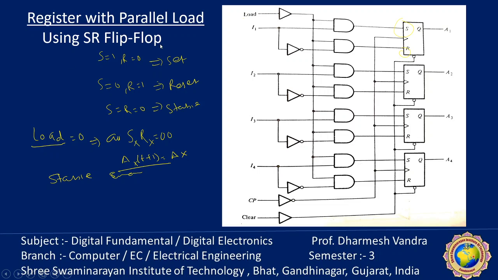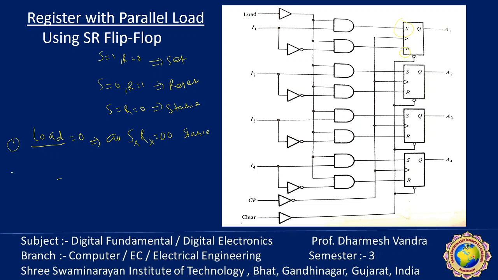But when load equal to 0, this condition is acquired. Clear is directly connected with the external. So when the clear button is pressed, A4, A3, A2 and A1 all will become reset, not depending on whatever the input is. Now another condition, let us see what happens when load equal to 1, and it depends on the value of I1 and I2. We just take one condition. Here it is a stable condition.